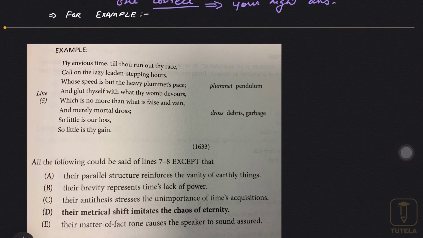In other words, take a look at this question. We have, all the following could be said of lines 7 to 8 except that. That means out of all the options given here, answer choices A, B, C, and E are correct about the given line numbers, but option D is not correct about the line number, and hence that becomes our right answer in this question.